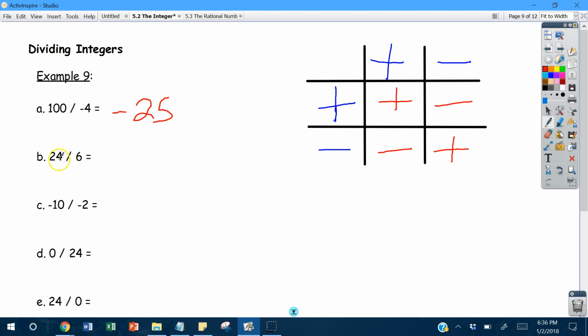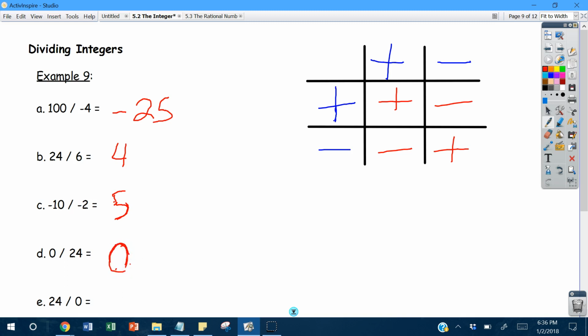B is division as usual. 24 divided by 6 would give me positive 4. Nothing special there because there's no negative signs. Here we have same signs. Negative 10 divided by negative 2 would give me a positive 5 since those signs are the same. D, we have 0 divided by 24, and 0 divided by anything just gives you 0, so nothing special going on there.